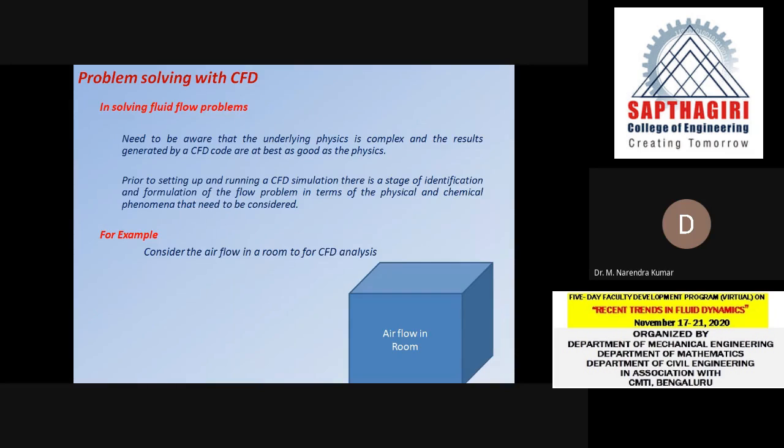Next you come across certain aspects or problems involved with CFD. Whenever we come across CFD, we need to be aware that the results generated by the CFD code are only as good as the underlying physics. Prior to setting up the CFD simulation, the stage of identification and formulation of the fluid problem is in terms of the physical and chemical phenomena to be considered. So you need to be well aware of the physics of the problem before getting into the CFD analysis.